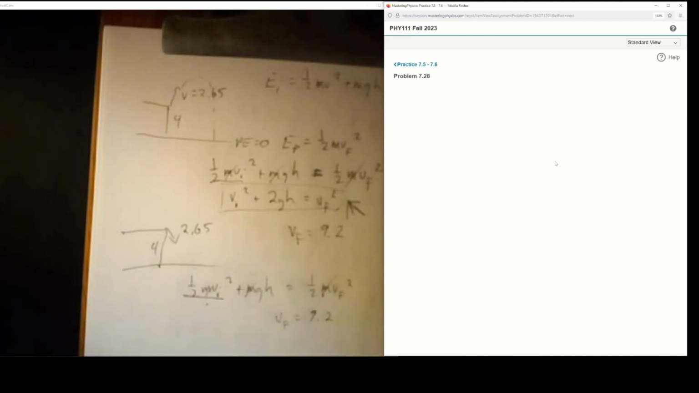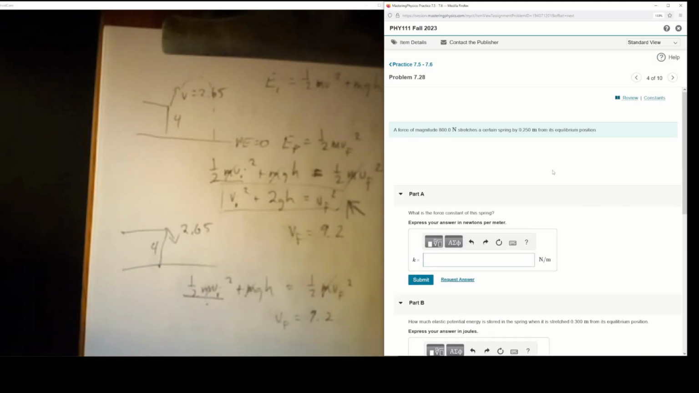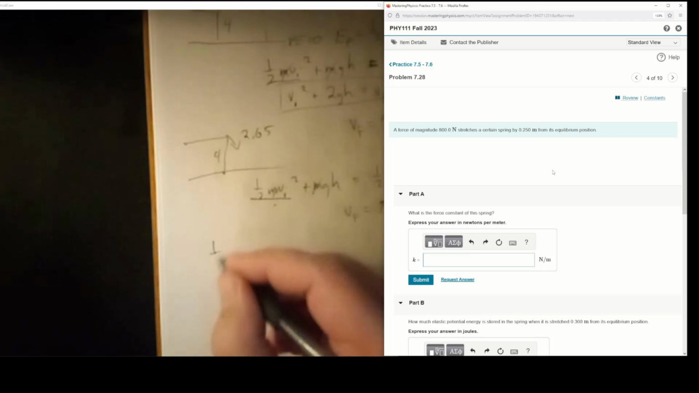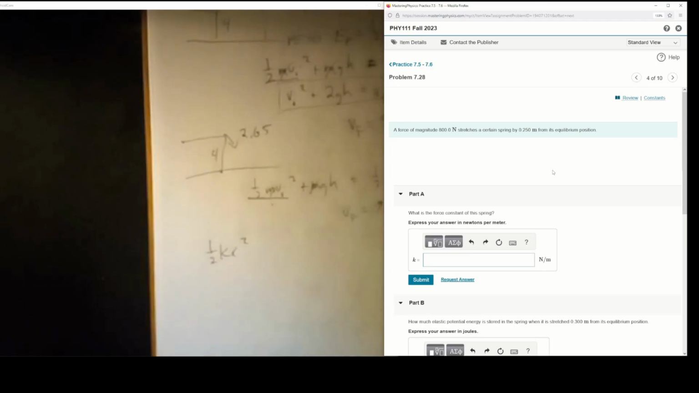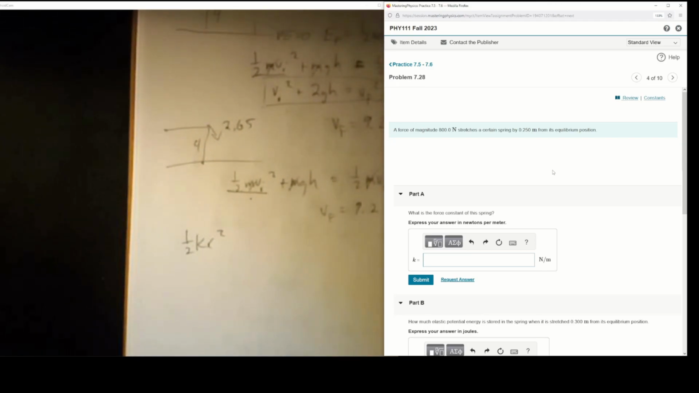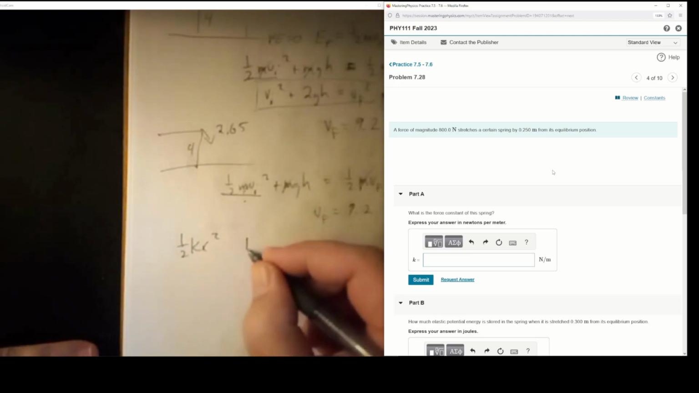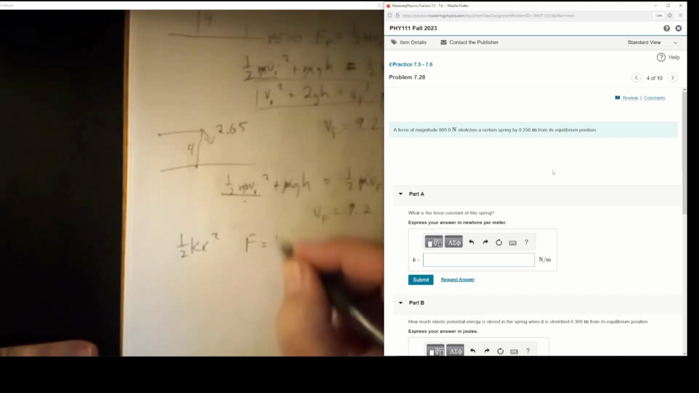So checking out the next one. We've got a force, 800 newtons, stretching a spring. All right, so spring has potential energy of 1/2 kx squared. They want to know the force constant, and in this case, we will have to get the force constant from the spring result.